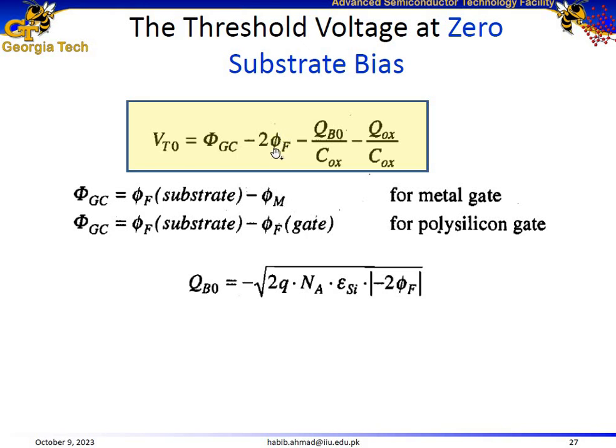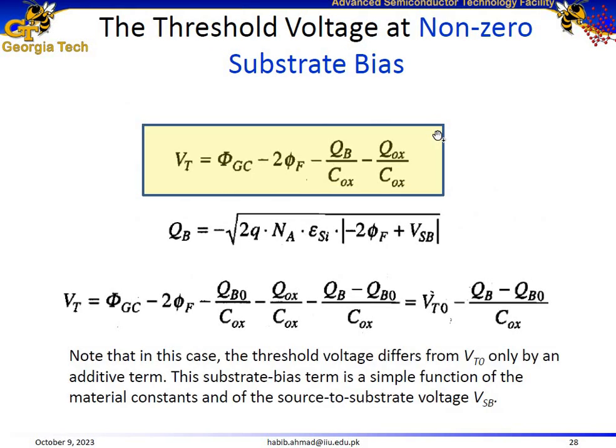and we have a simple formula for the calculation of the surface potential. It's equal to 2 times phi Fp at the threshold voltage, and then we have a simple expression for phi Fp as well. Here is the formula for the calculation of the depletion region charge density in coulomb per centimeter square at 0 applied bias. And then we also need to calculate the oxide charges in coulomb per centimeter square.